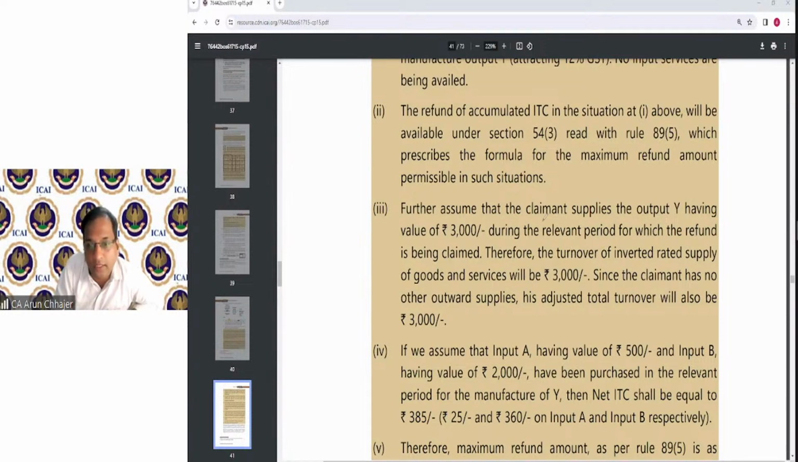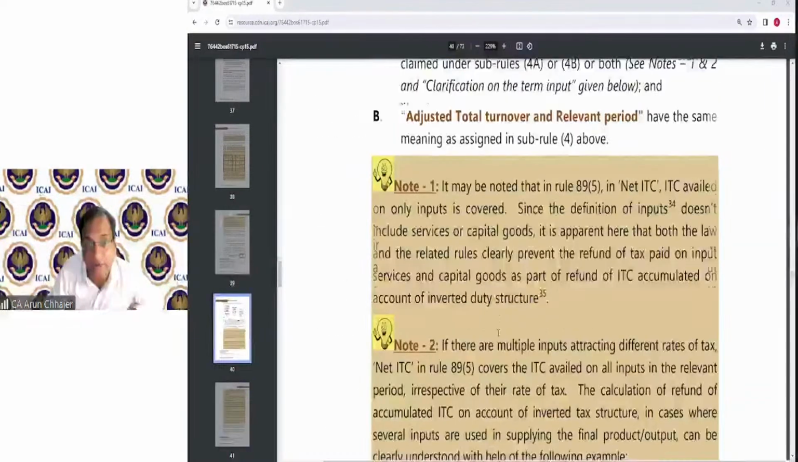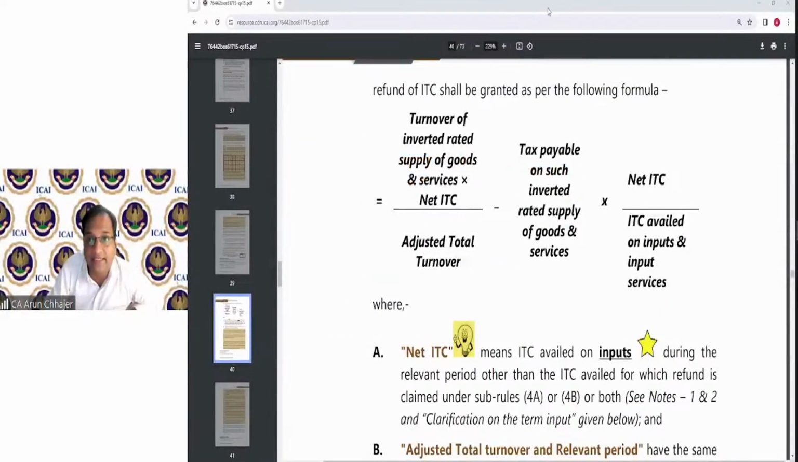Suppose the claimant supplies the output Y having the value of 3,000 during the relevant period for which the refund is being claimed. Therefore, the turnover of inverted rated supply will be 3,000 because the sale of product Y is 3,000. Since the claimant has no other outward supply, his total turnover will also be 3,000. It means if he is making the sale of a single product, the turnover of inverted rated supply of the goods would be 3,000 and the divisor would also be 3,000. Now multiplied by net ITC.